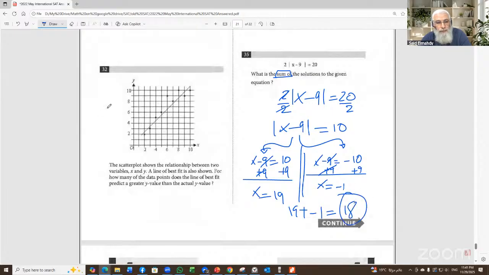Solution is 18. Number 32, the scatter plot shows the relationship between two variables x and y. A line of best fit is also shown. For how many of the data points does the line of best fit predict a greater y value than the actual y values? So this is the actual y value and the line is more than it. So 1, 2, 3, 4. So 4. The line of best fit predicted greater values than the actual points.